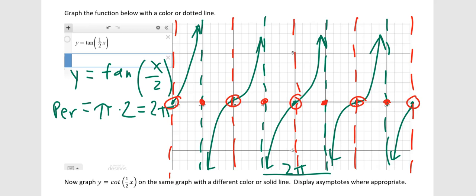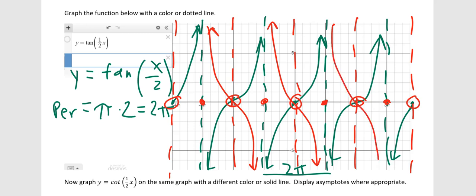Okay? Now, those vertical asymptotes now turn into the x-intercepts. And what happens when you take those waves or those cycles and you invert them? They flip. That's okay, we'll get rid of the green.